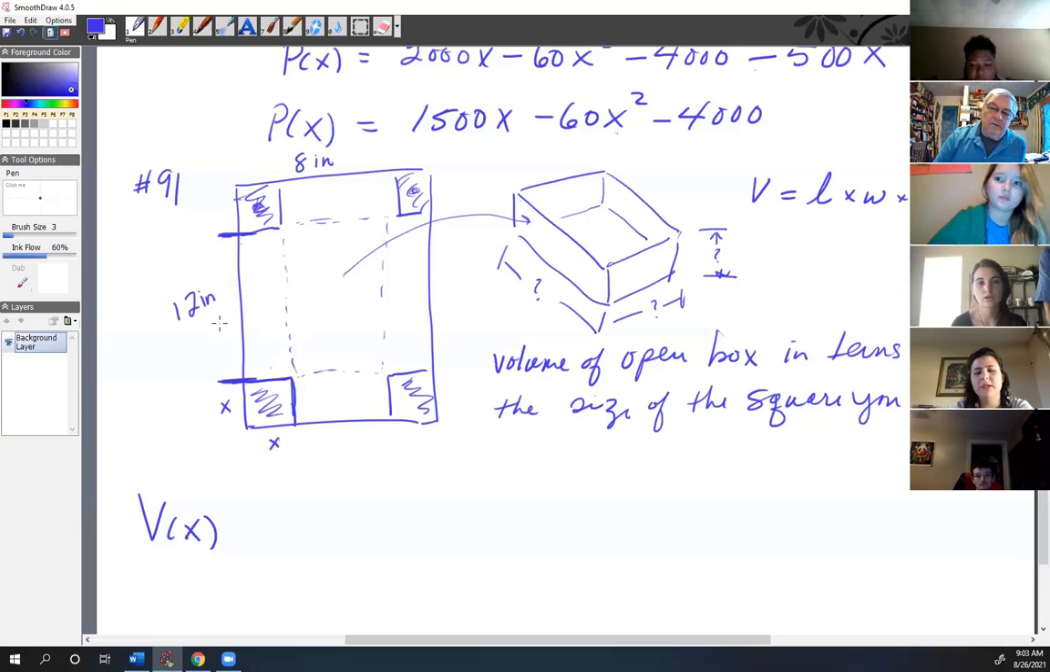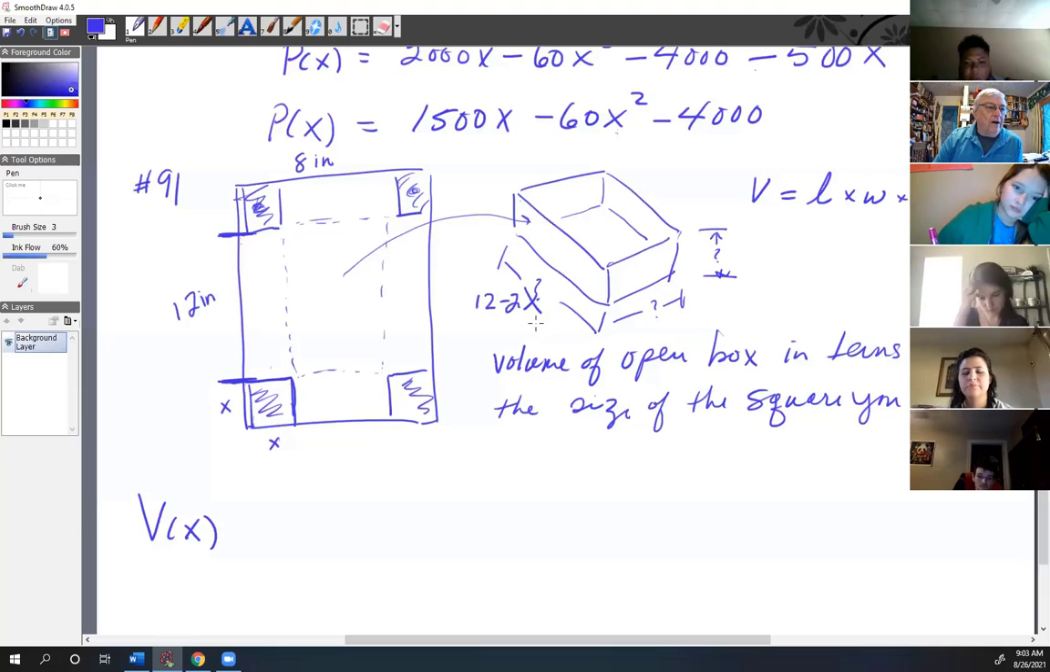Wouldn't it be 12 minus 2x? Yeah, let's think about that. I had 12, but I took away x, and then I took away another x. So all that's left would be 12 minus 2x, right? Now, if x was 2, then this would be 12 minus 4, which is 8. But we want it in general. So it'd be 12 minus 2x.